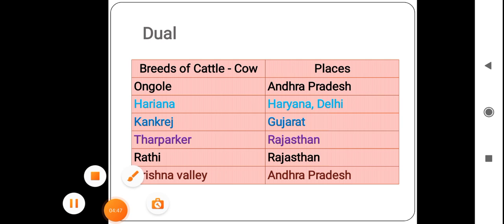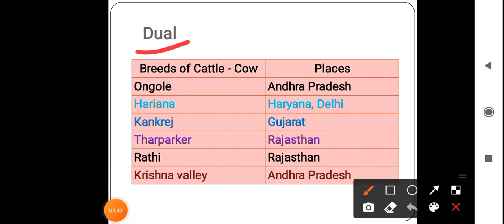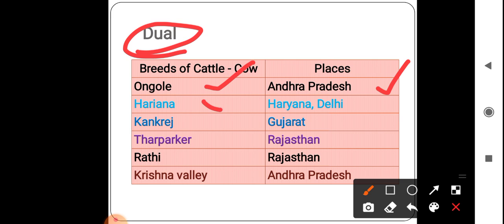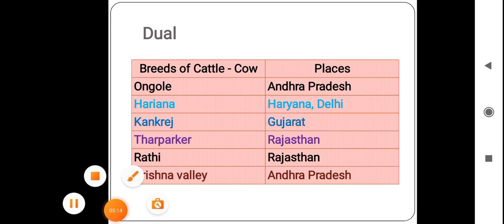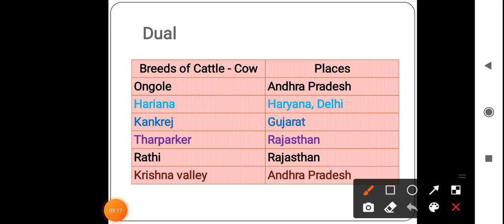So moving ahead, some of the dual purpose breeds: Ongole is found in Andhra Pradesh. Haryana is found in Haryana and Delhi. Kankraj is found in Gujarat. Tharparkar is found in Rajasthan. Rathi is found in Rajasthan. Krishna Valley is found in Andhra Pradesh. So this is important. These are dual purpose cattle breeds.